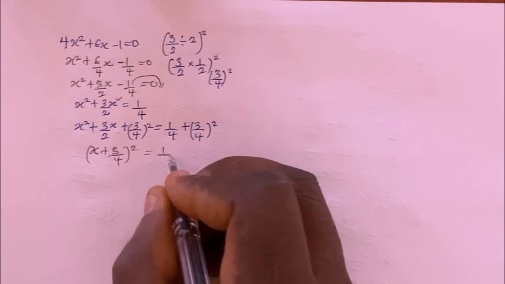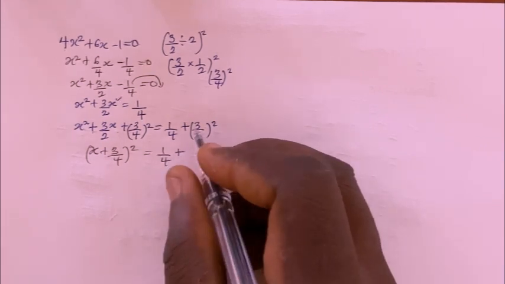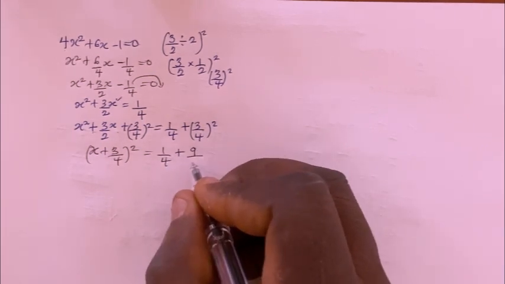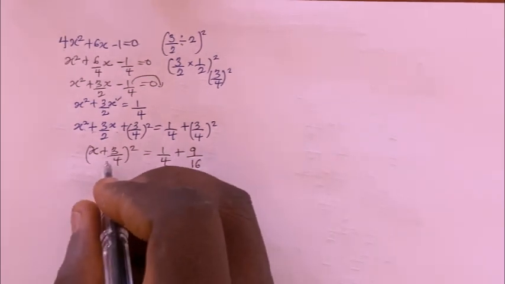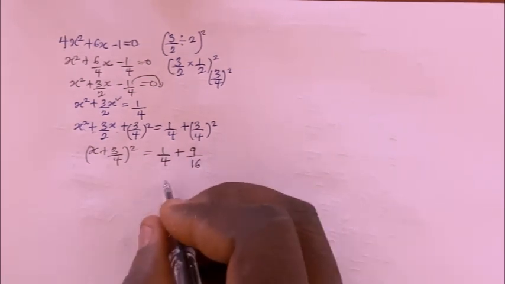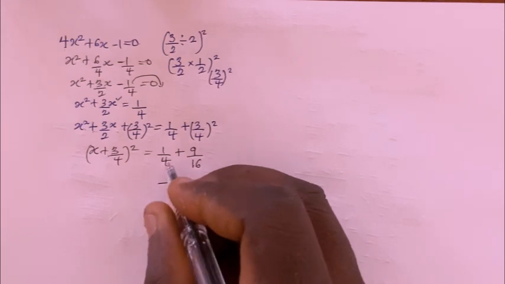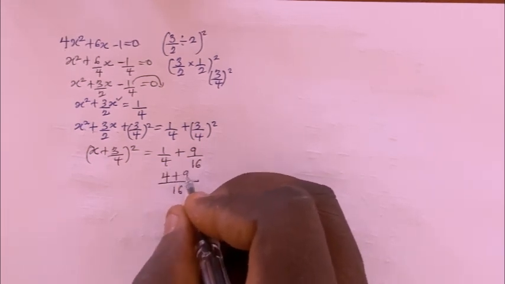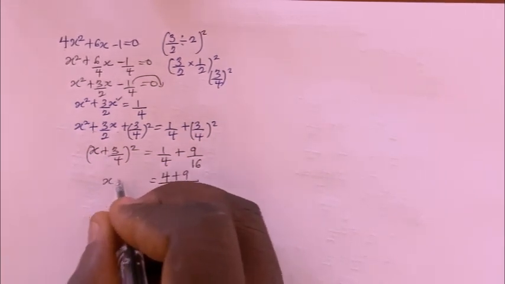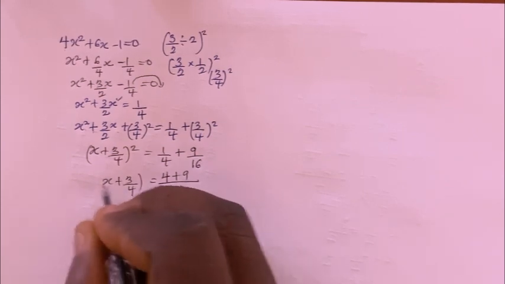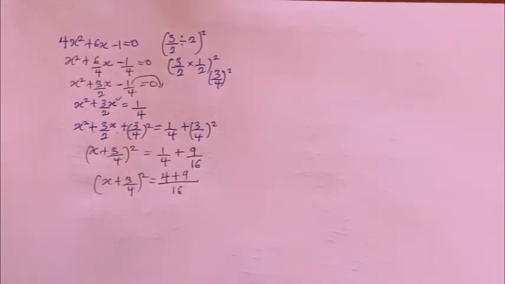This equals 1 divided by 4 plus, this is going to give me, that's 9 divided by what? 16. So I will simplify this side very well, so that I'm going to have this to be 16. Then here I'm going to have 4 plus 9, which equals x plus 3 divided by 4 all squared. So here I can simply find the root of both sides.